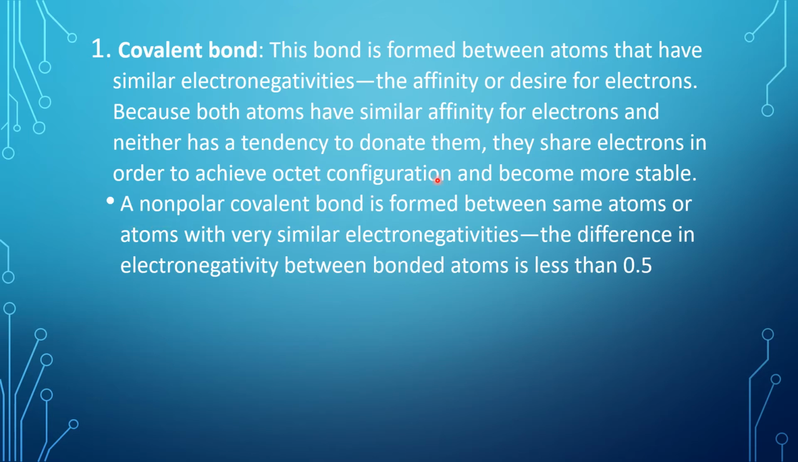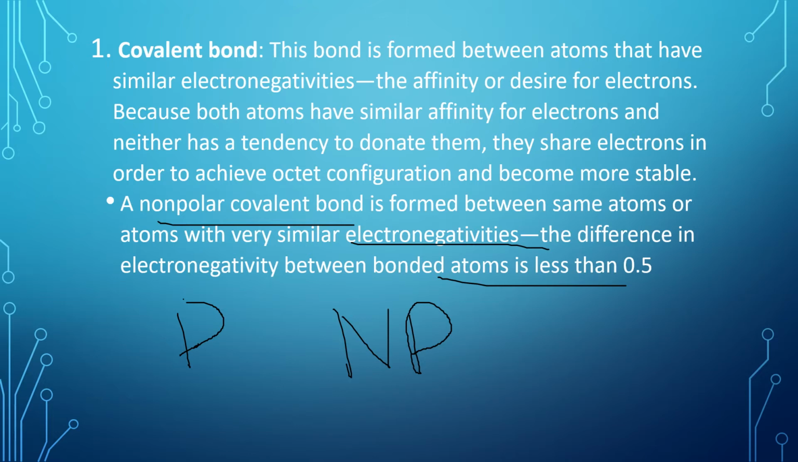Remember, in a covalent bond there are the so-called polar and non-polar bonds. Here, polar means unequal sharing and non-polar means equal sharing. A non-polar covalent bond is formed between the same atoms with very similar electronegativities. The difference in electronegativity is less than 0.5.